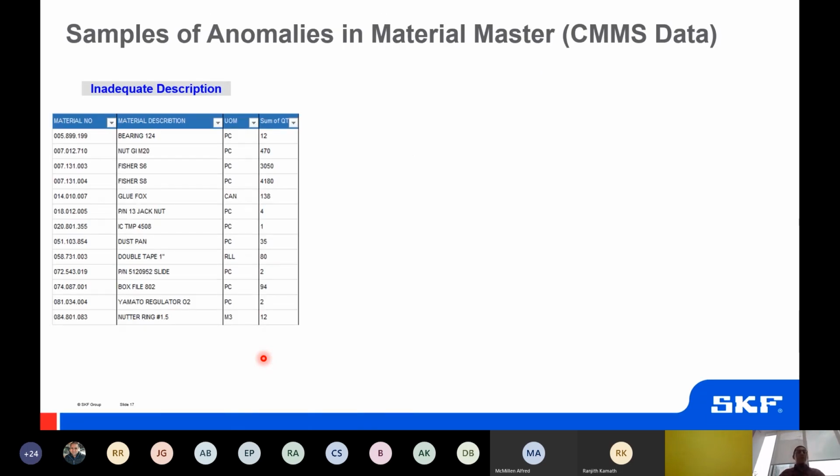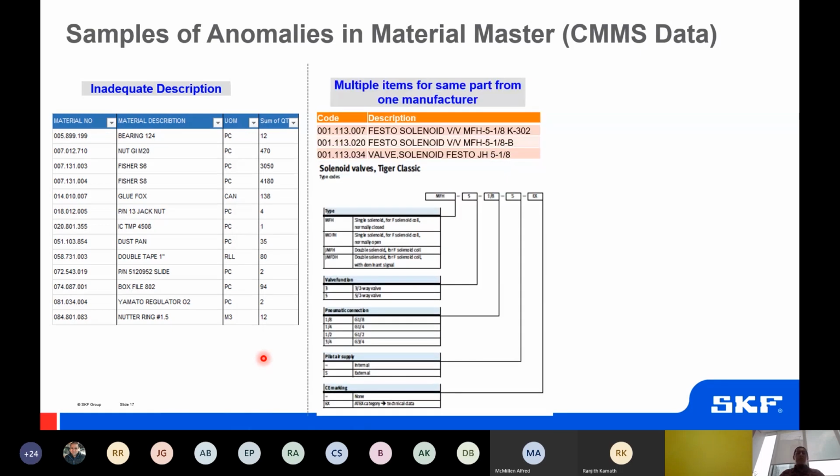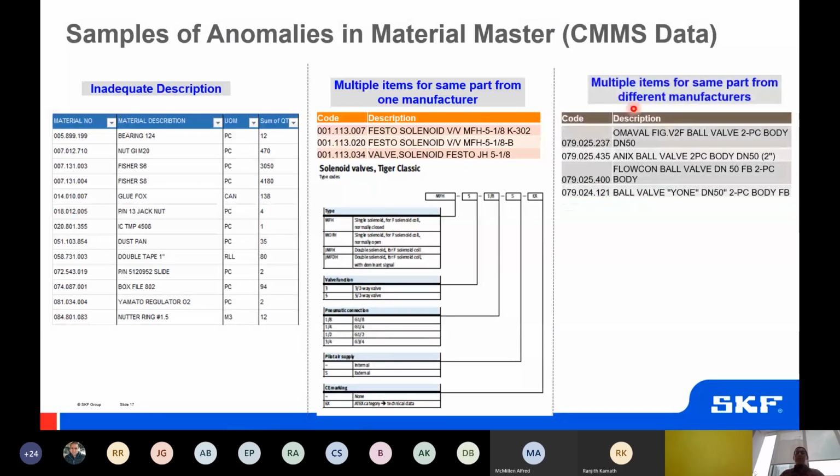Just to show you some anomalies in material master. So this is an example of inadequate description. And this is an example of 3 different part numbers with one item, one manufacturer, one part. Okay, but we have 3 different item codes. And this is an example of multiple items for the same part but different manufacturers. So we are talking about a ball valve, but because this organization bought from different manufacturers, they put 4 different item codes.